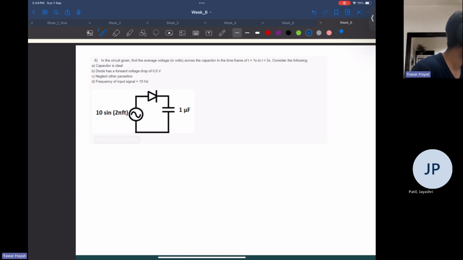Okay, please solve this. What you need to find is the average voltage across the capacitor. I'll wait for some time. Okay, just attempt this.